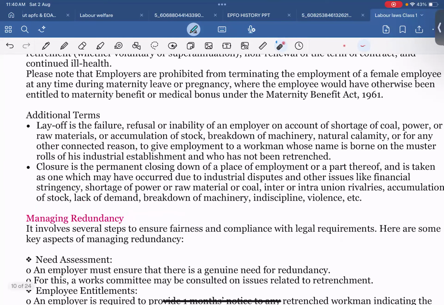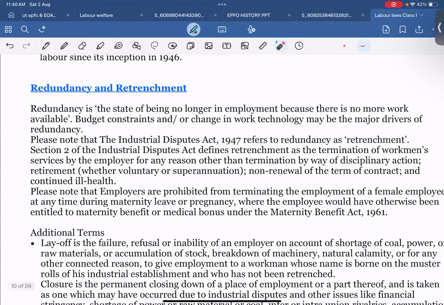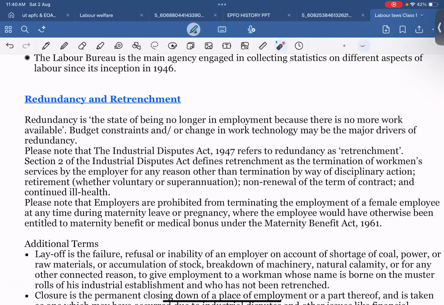So how is seasonal unemployment different from this term? Unemployment is a different thing, which we are going to study in the economy section. Redundancy comes under any kind of unemployment under these kinds of phases. So it doesn't mean any seasonal unemployment. Suppose there is seasonal employment, how will you consider it when a change in work technology happens? So that is the thing.